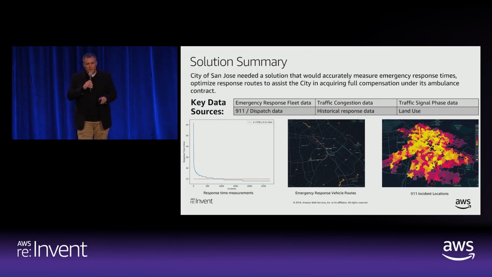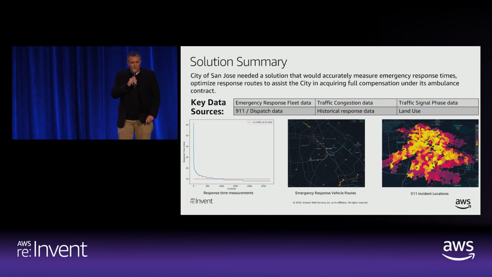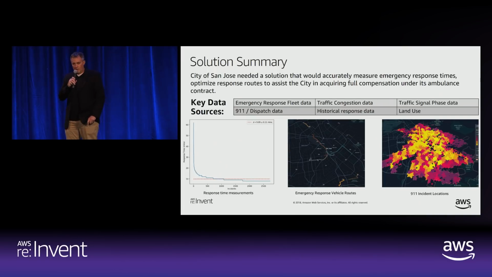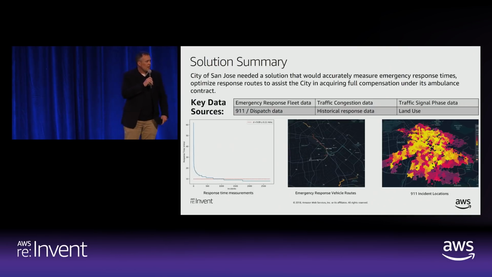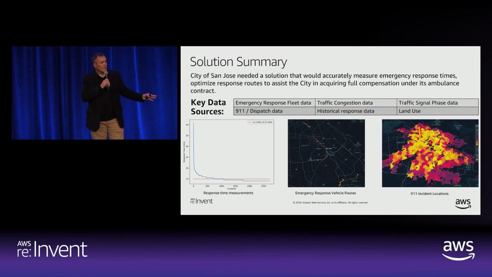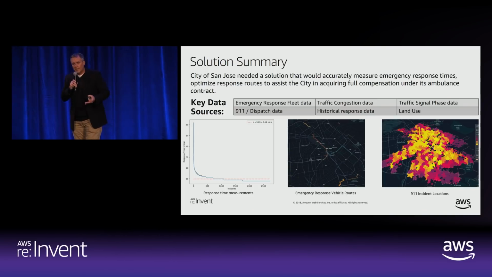So diving back to the solution set, as we worked with San Jose, we pulled in a number of different data sets. We pulled in the emergency response fleet data. We pulled in the traffic congestion data from a different source. We pulled in some Verizon data from our Connect and from our fleet management data. We pulled in some of their historical response, their land use data, their 911 dispatch data. These are all isolated data sets in a very siloed fashion that would be really challenging for a city to pull together in an effective way.